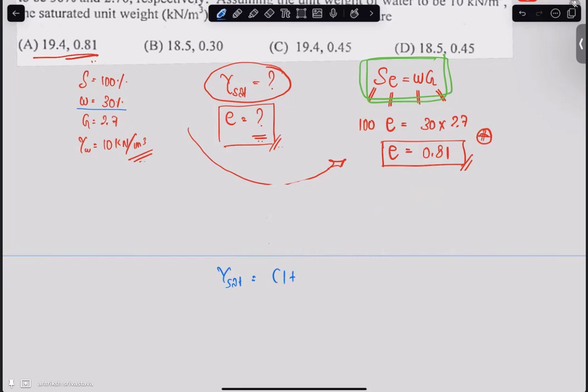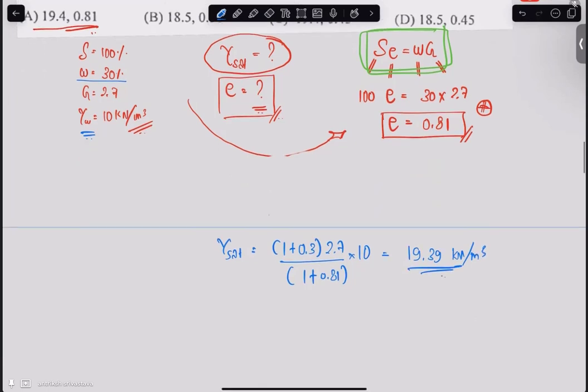So we have (1 plus w, 0.3, that is 30%) into G 2.7 divided by 1 plus e, 0.81. When you solve all these, first you have to multiply by 10, that is gamma w, then you are going to get the value as 19.39 kilonewton per meter cube. You are going to get the same thing if you use the other formula also. You can cross check with the calculation.